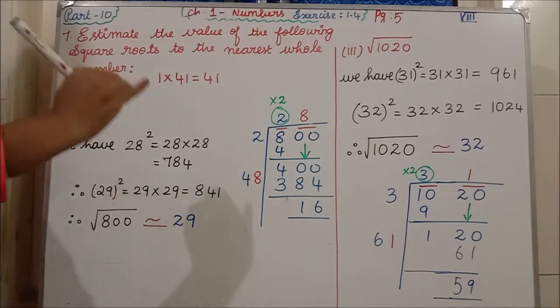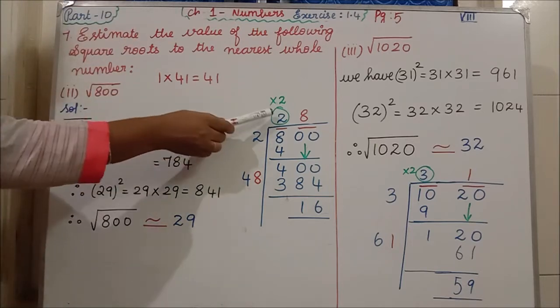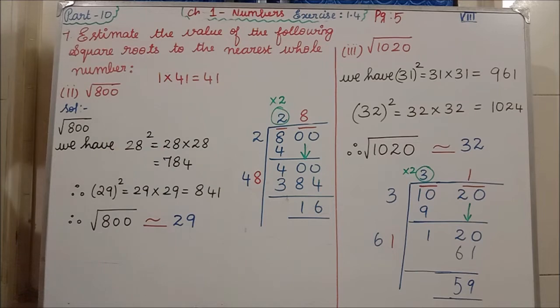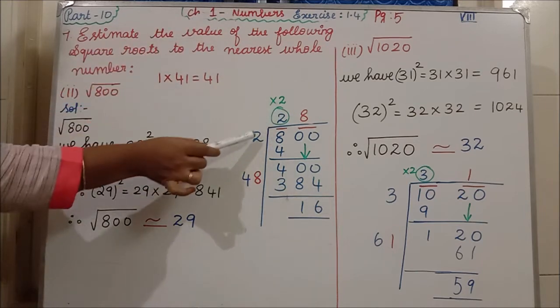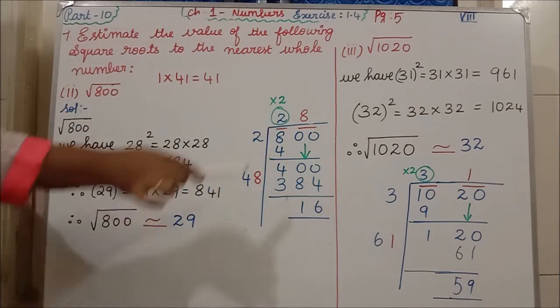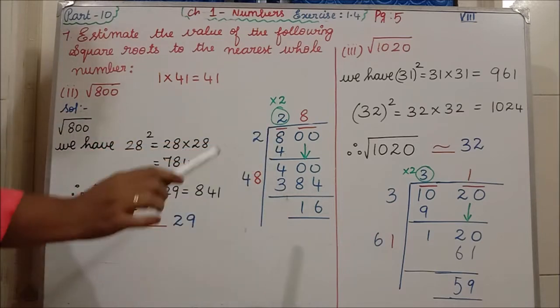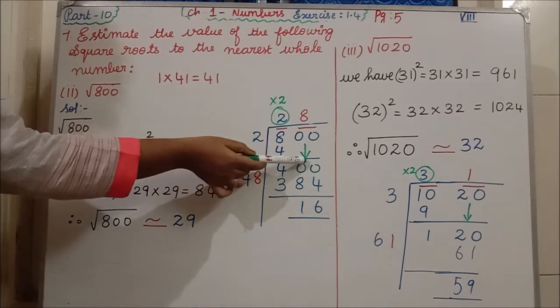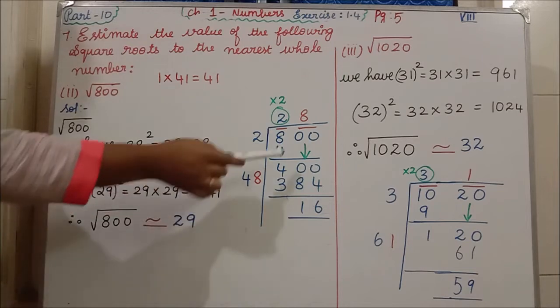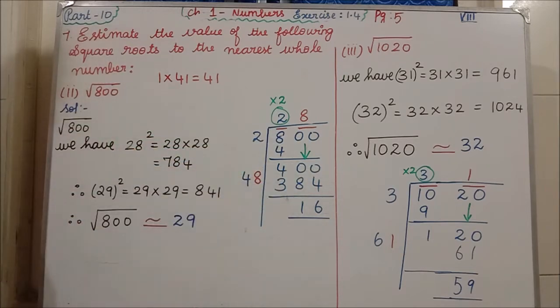What number do we have to put? Before 3, what number? 2. So I have written here 2. Here 2 2s are 4. Here 8 minus 4 is 4. Then the next step, you have to bring two numbers down. So I have brought 00 down.